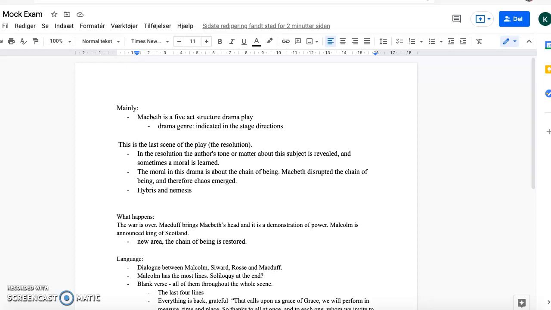It obviously takes a lot of courage to break the chain of being, but it actually ends up just being pride and arrogance, which leads him to committing hybris.